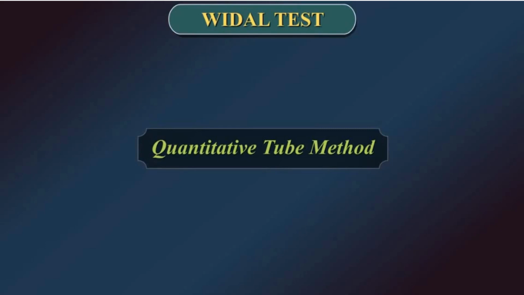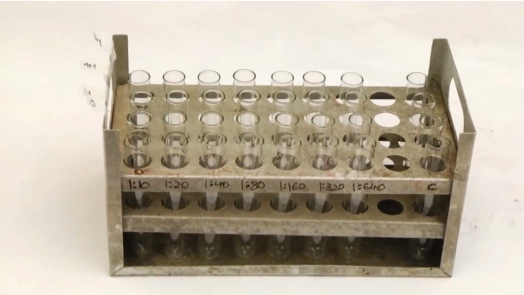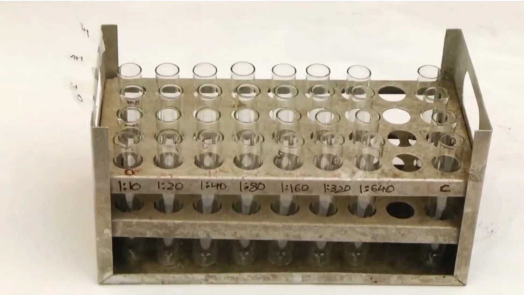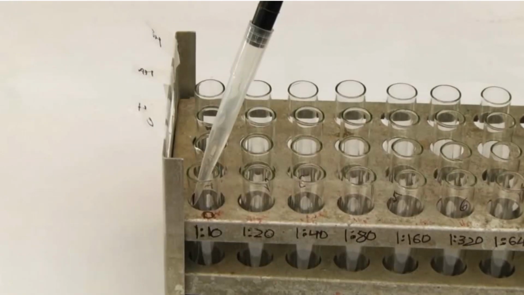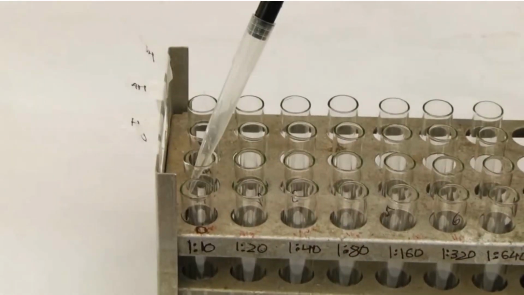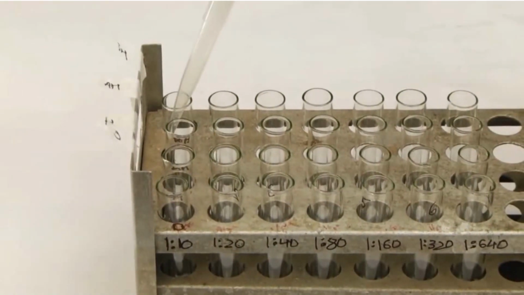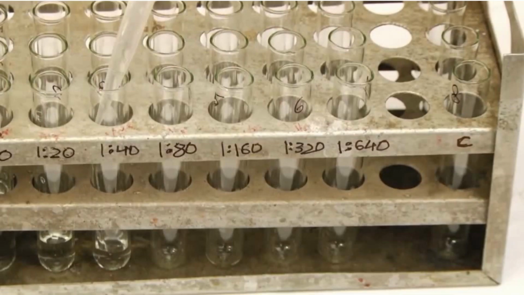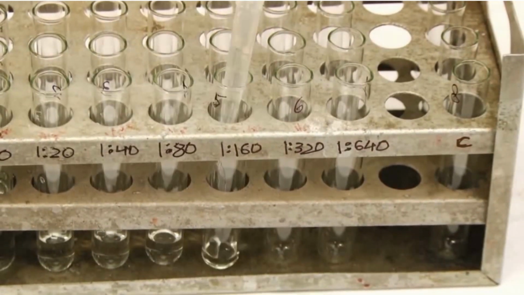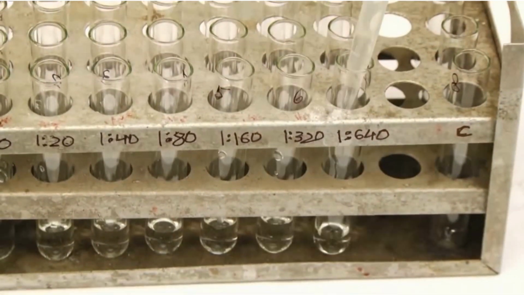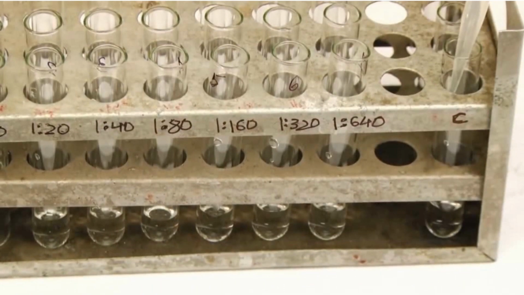Quantitative tube method. Take appropriate number of sets, one set for each antigen suspension, of 8 test tubes, and label them 1 to 8. Pipette 1.9 milliliters of physiological saline into tube number 1 of all sets. To each of the remaining tubes, that is 2 to 8, add 1 milliliter of physiological saline.